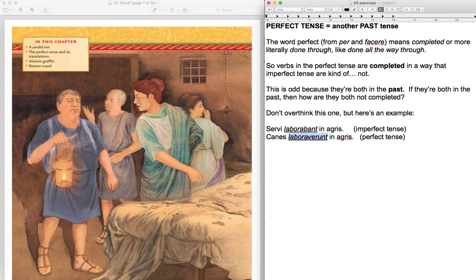But this, oh, wait. I forgot to change this. Sorry, this should be servi laboraverunt. This is a new perfect ending that I think you'll see as you do the exercise for 19b. Laboraverunt is perfect tense, and that means literally the slaves worked in the fields, and now they are done. They have worked in the fields, and now they have gone to bed, and that work is over now.